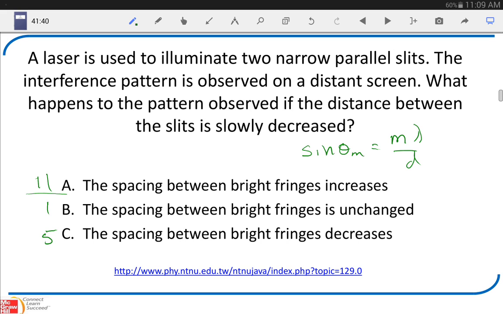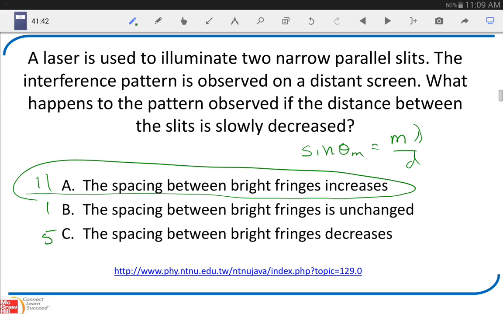Okay, the majority did answer correctly. I wrote the equation here. If d gets smaller, then m lambda over d gets larger, so sine theta gets larger, which means theta gets larger. Now, one thing I need to point out that I have not.